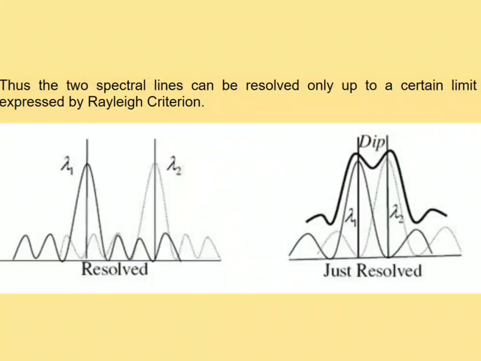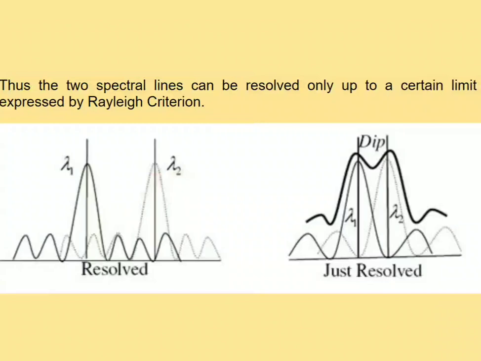So here, lambda 1 is the spectral line of the object, let it be A. Lambda 2 is the intensity distribution curve or Fraunhofer diffraction curve for an object B. When we observe through an optical instrument and it shows separate images of the two close objects having nearly equal wavelengths, then we simply say that the optical instrument is well resolved.